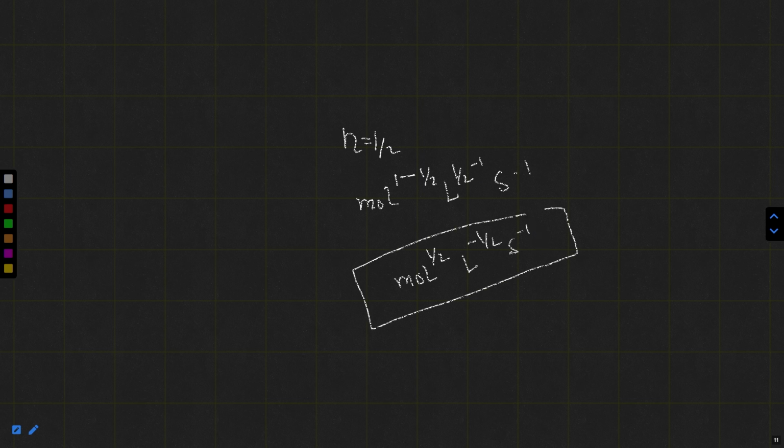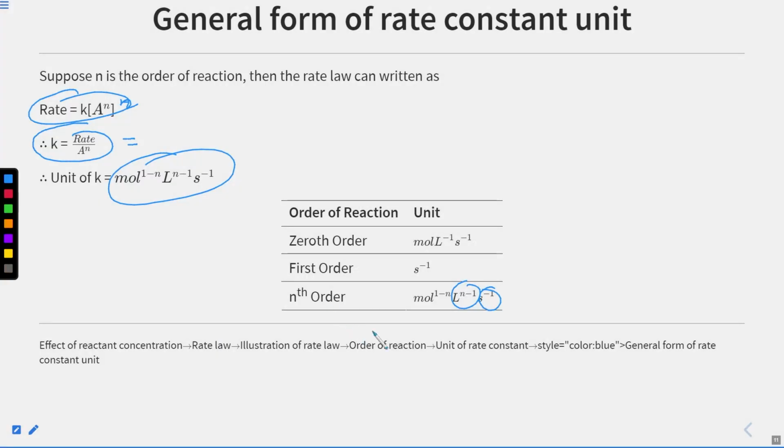Is this clear for you? We can use this general form to derive it for different orders of reaction. Using this, you can write it for first order also. You will get per second, mole to the power 1 minus 1, that is mole to the power 0, liter to the power 1 minus 1, that is liter to the power 0, and per second. So we got this thing.